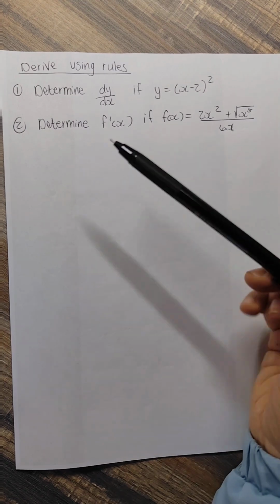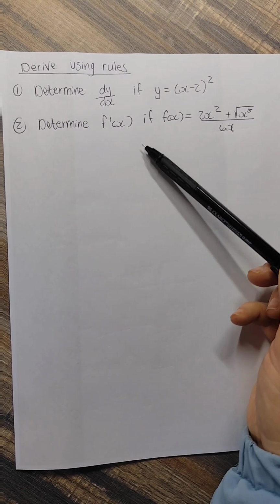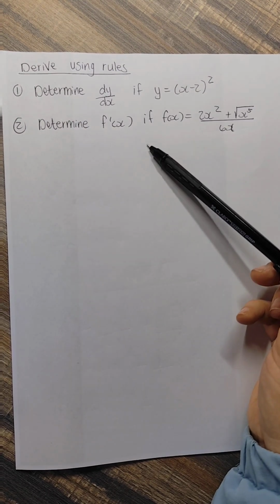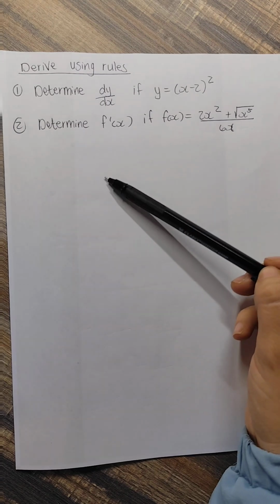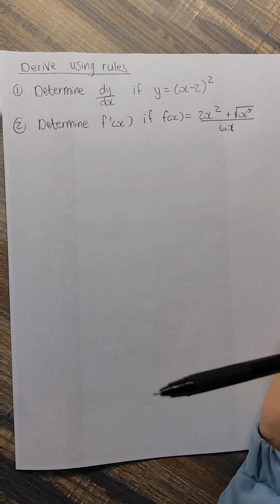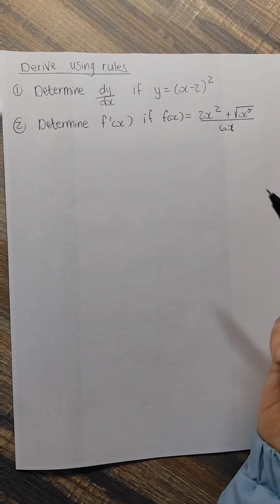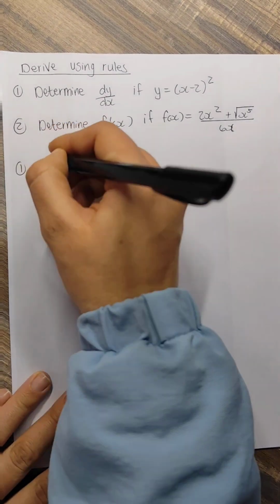What is the short method? It's when we have a variable with an exponent. You take the exponent at the top, times it to the front, and minus 1. But we'll look at that when we do these examples. So let's have a look at the first one.